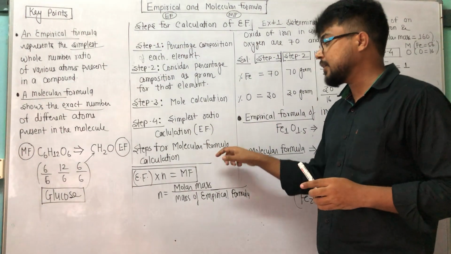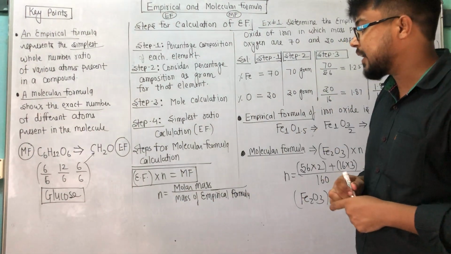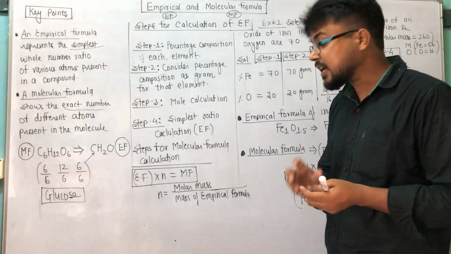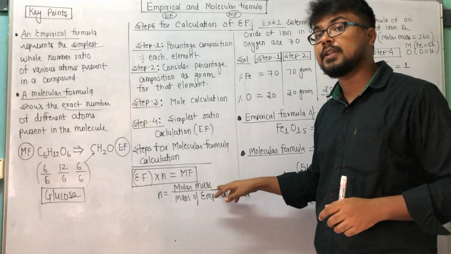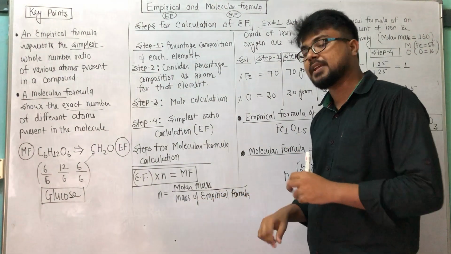Now how to calculate the molecular formula of a compound? When I multiply n with the empirical formula, I will get the exact value of the molecular formula. Now the question is how we can calculate n. n is nothing but the molar mass, which will be provided by the examiner, divided by the mass of the empirical formula.